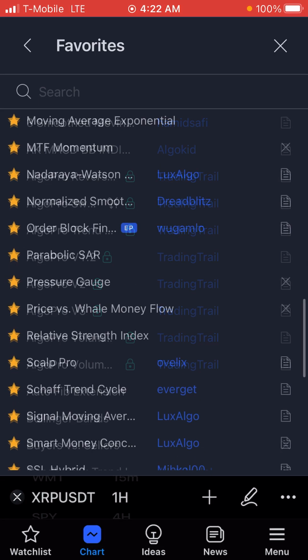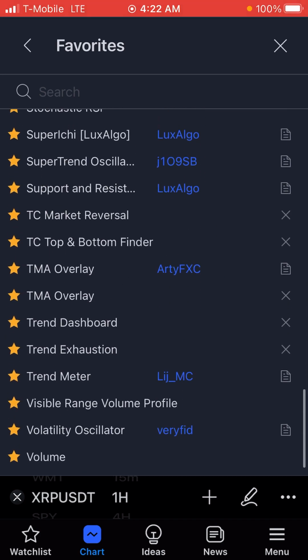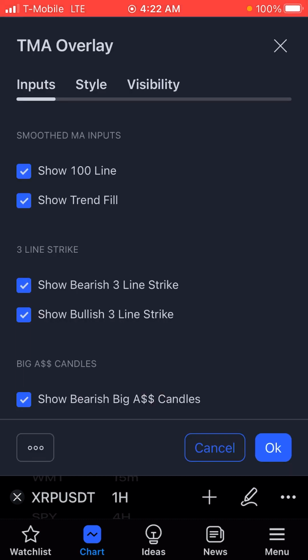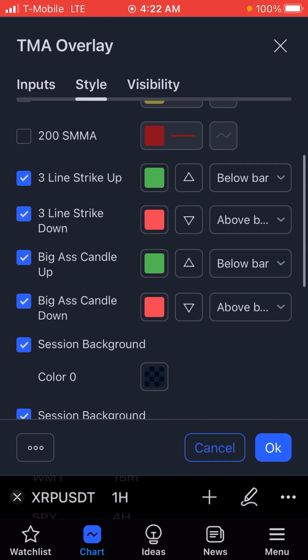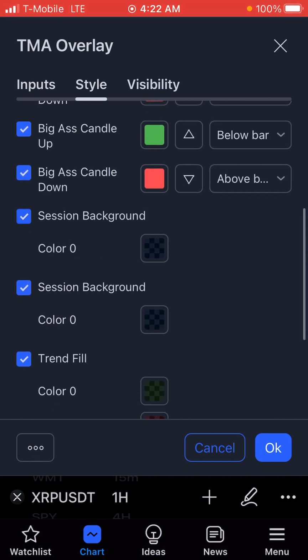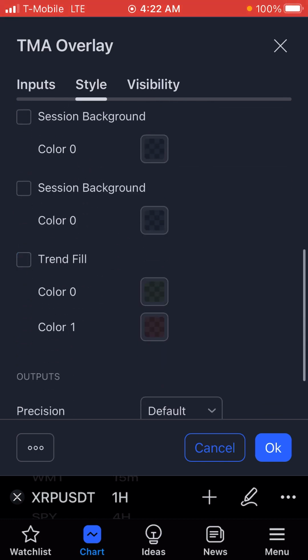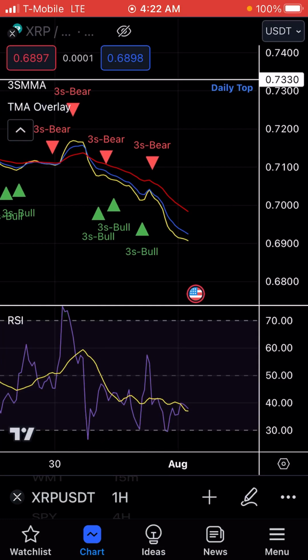I really want to add the other one here, which is Order Block Finder, which is a good one, and the other one is TMA Overlay. Now with TMA Overlay, you'll get a bunch of this mumbo jumbo here. We want to check off most of it. So you check off all the EMAs because you already have EMAs set up, and you want to check off all the session backgrounds and the trend field. It gets rid of a lot of clutter on the screen, and you're just left with this.